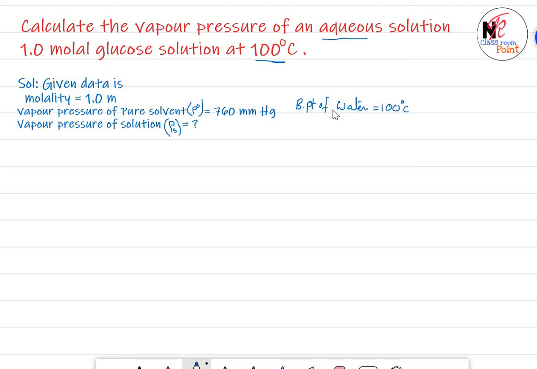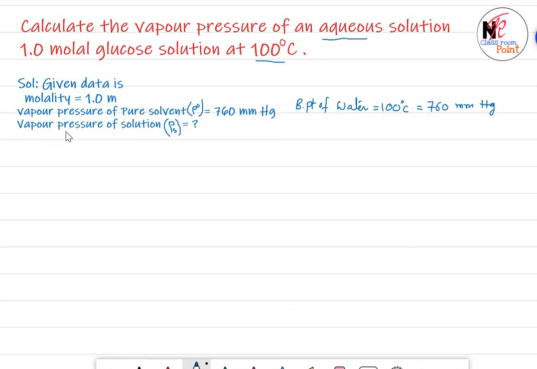is equal to 100 degrees centigrade. What does boiling point mean? It is the temperature at which the vapor pressure of any solution or liquid becomes equal to atmospheric pressure. We know that 1 atmospheric pressure equals 760 millimeters of Hg. Means indirectly they had given the vapor pressure of the pure solvent in the form of the boiling point of water. So directly we can take that value, that is 760 millimeters of mercury.